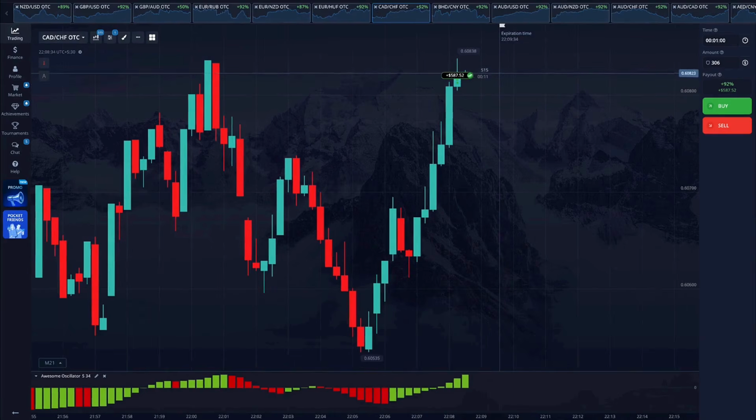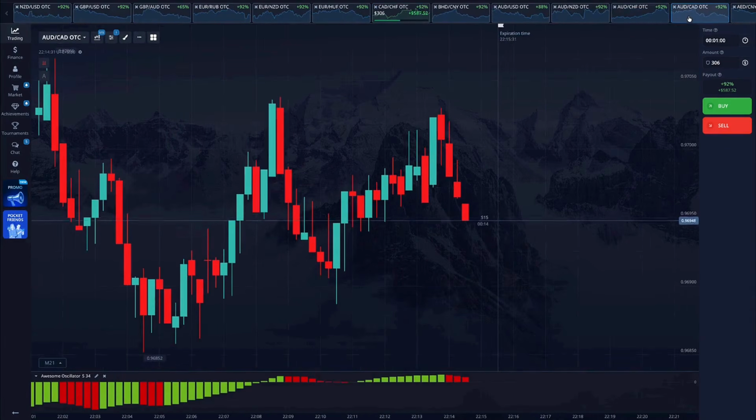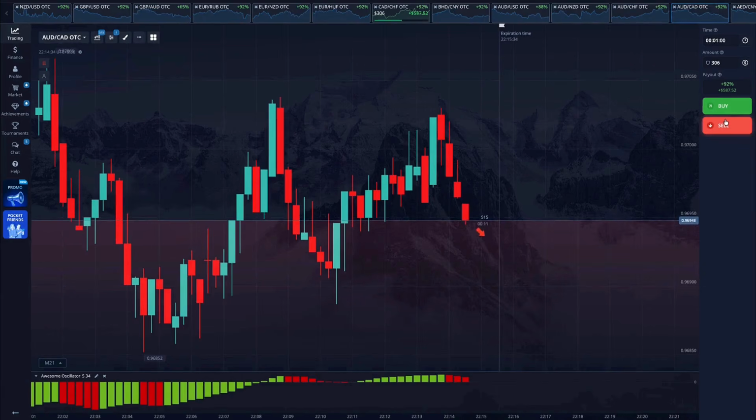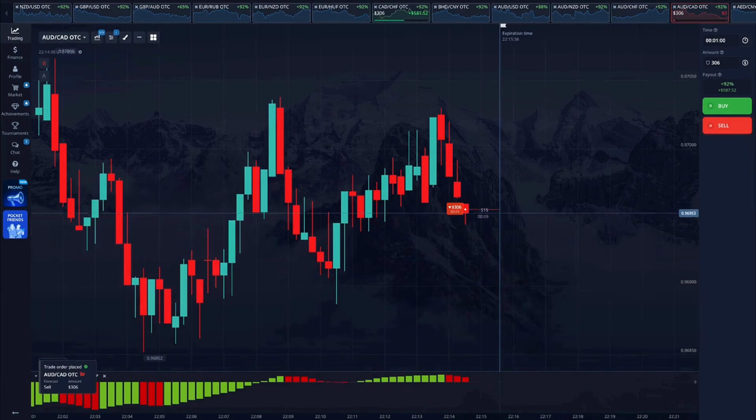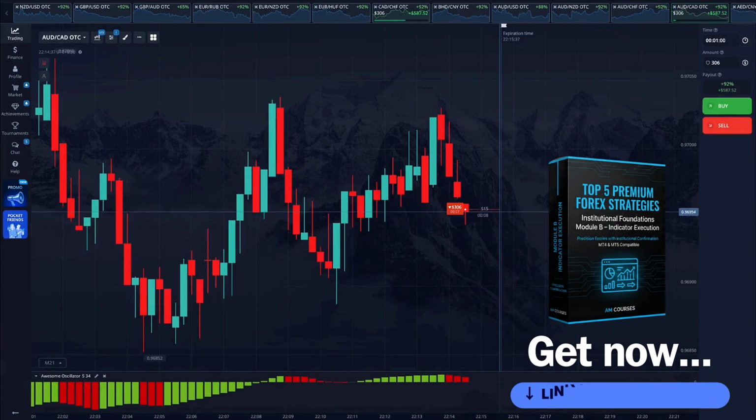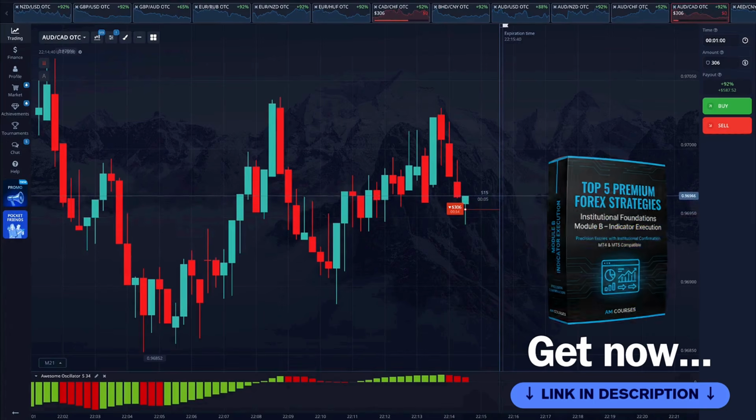Now that you understand the rules and logic clearly, let's move to the live chart and see how this strategy works in real market conditions. Before this entry, price had already made a clear upward move. We were not trading in a dead or sideways market. Momentum was present, which is very important for this strategy to work properly.